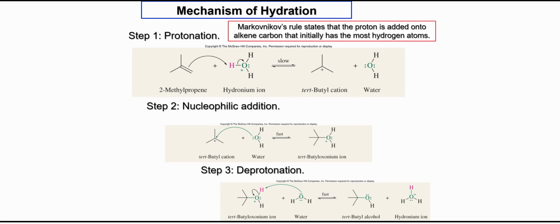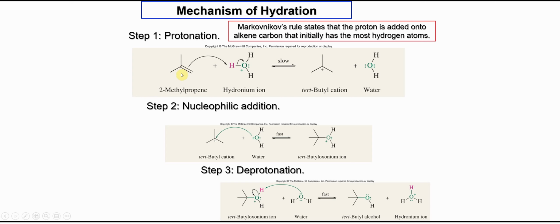Let's come back to the mechanism of your hydration reaction. Again, we are following Markovnikov's rule. Markovnikov's rule states the proton is added to the alkene carbon with the most hydrogen atoms. If the carbon has more hydrogens, you add your hydrogen to that carbon. For example, if I have 2-methylpropene, carbon 1 has 2 hydrogens, carbon 2 has no hydrogen. Therefore, hydrogen will be added to this first carbon, and your OH will be added to the second carbon.